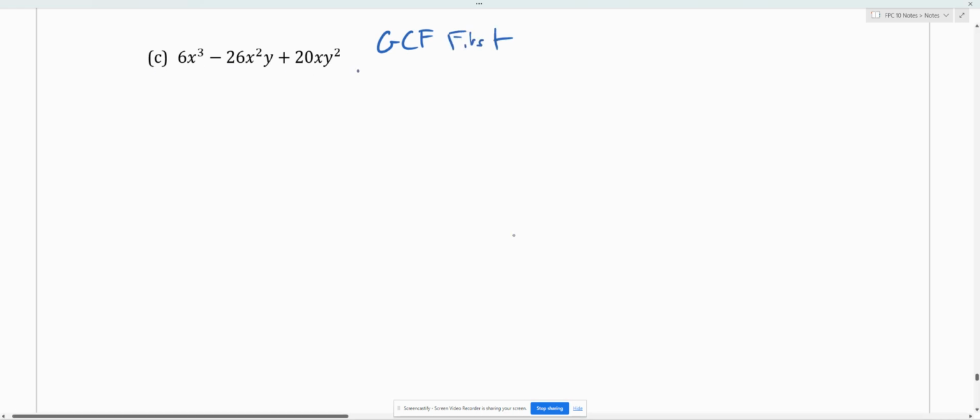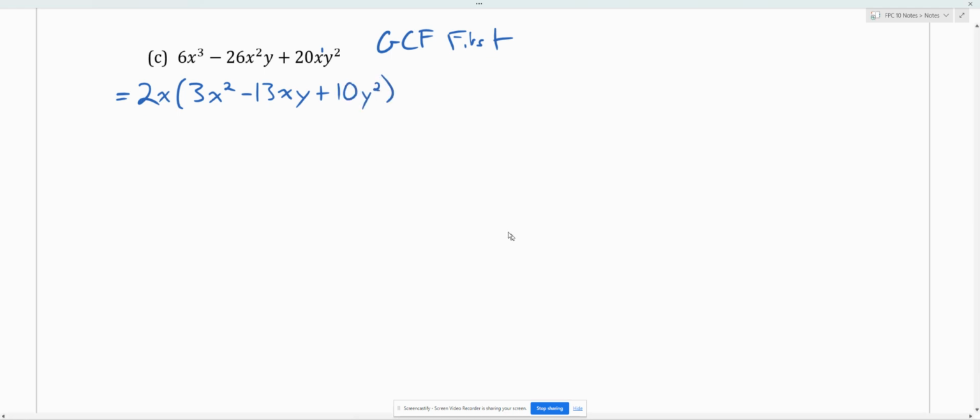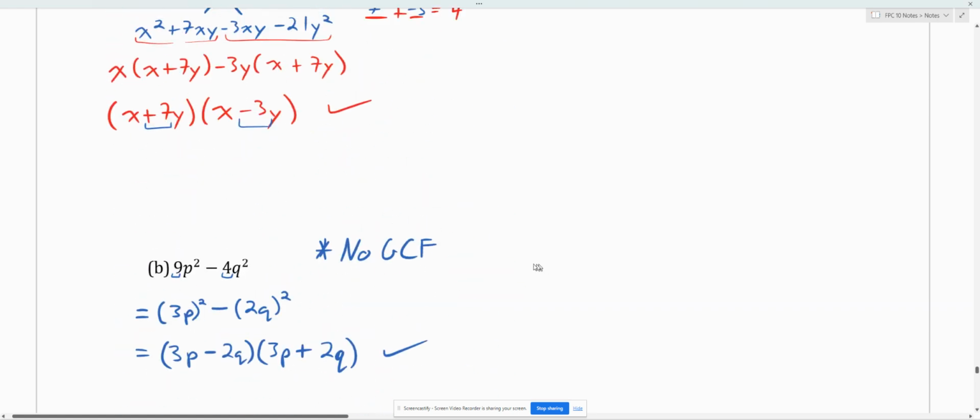Okay, let's check all three terms. So 6, negative 26, and 20. My GCF there is a 2 for my coefficients. And it looks like from all three of those, I can take out 1x because there's an x to a 3, 2, and a 1. I can't take out y's because the first term doesn't have any, so I can take out 1x. Now let's rewrite. I'm left with 3x squared minus 13xy plus 10y squared.